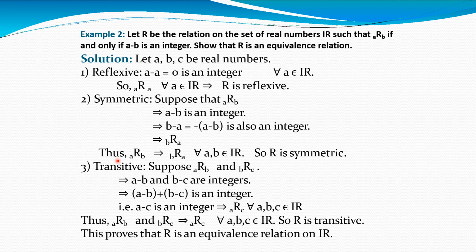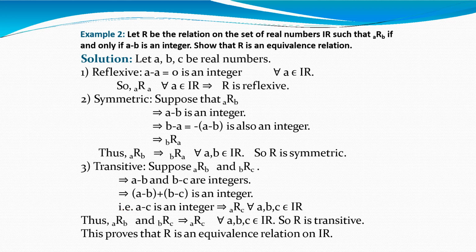Now the third is the transitive relation. Suppose A, B, C are three real numbers such that A is related to B and B is related to C. By using the definition of the relation, we get A minus B and B minus C are integers. Now we have to show A related to C, that means A minus C is an integer. As A minus B and B minus C are integers, their addition is again an integer. That means (A minus B) plus (B minus C) is an integer. So A minus C is an integer.